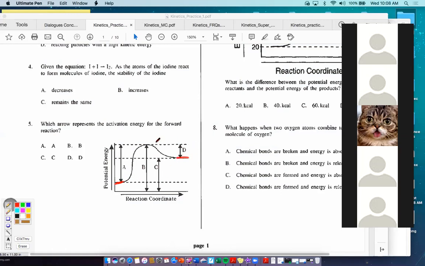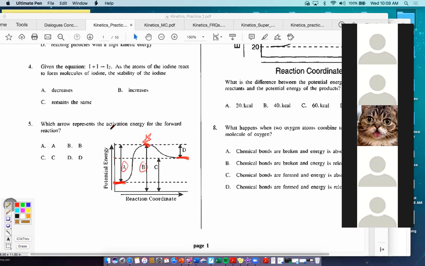Just looking at each of these, it looks like letter D would represent the energy given off when the new bonds form. Letter C is just telling me the overall energy of the products. Letter B is telling me the overall energy of the activated complex. And letter A is telling me the energy that I have got to add to get my reactants to form into that activated complex. So looks like my answer is going to be either A or B.